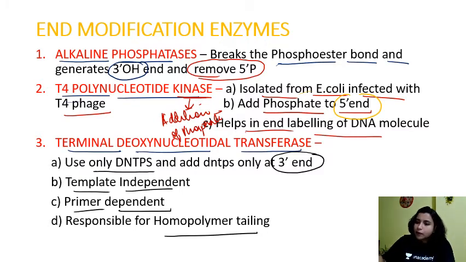Right, so alkaline phosphatase is the enzyme which breaks the phosphodiester bond, generates a 3' hydroxy and removes the 5' phosphate end. T4 polynucleotide kinase is isolated from E. coli infected with T4 phage. This basically adds a phosphate group at the 5' end. Terminal deoxynucleotidyl transferase adds dNTPs at 3', and this is template independent and primer dependent, right?